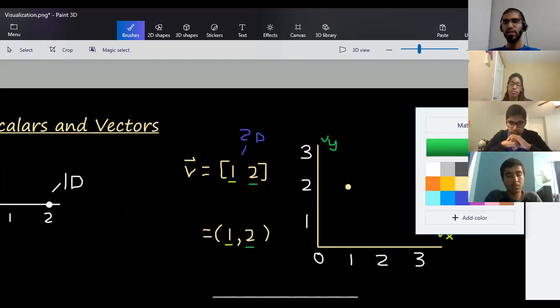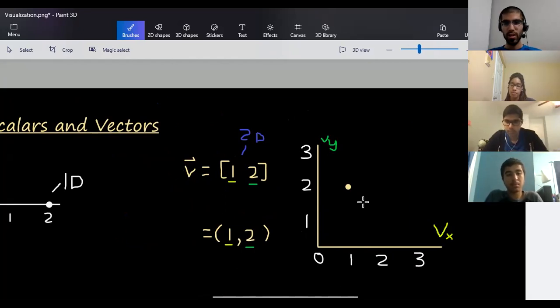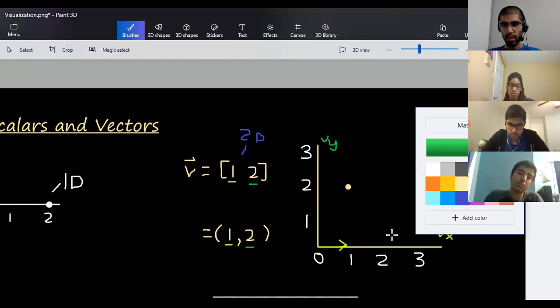Make sense? So here's something you should keep in mind. When we're drawing these points, what we're really saying is just what I said: go one this way, and then go two up.